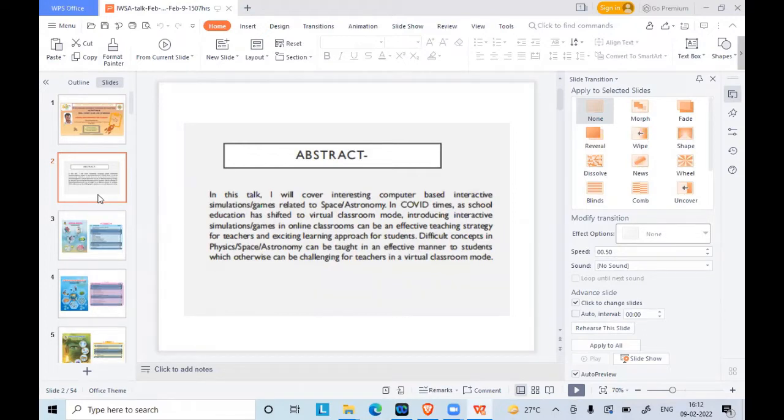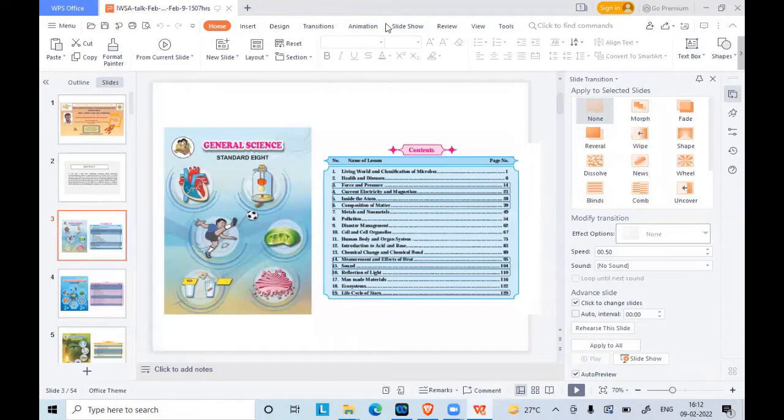As I said in the abstract, I'll be covering topics related to concepts with physics, space, or astronomy. I will cover that from the point of view of virtual learning, how you can make things interactive, so it doesn't become boring for students as well as teachers when these concepts are being taught, especially in the virtual environment.